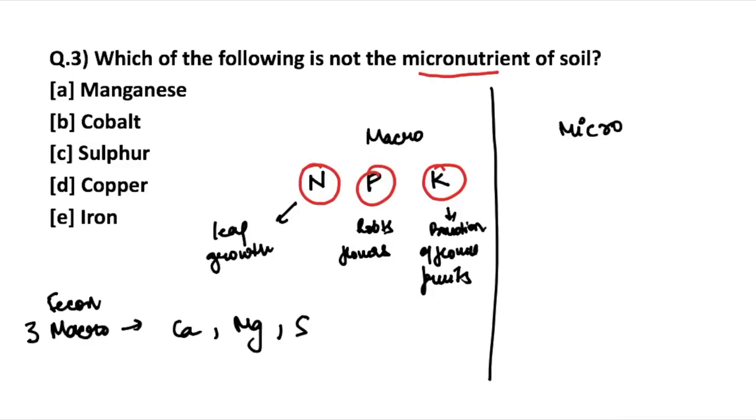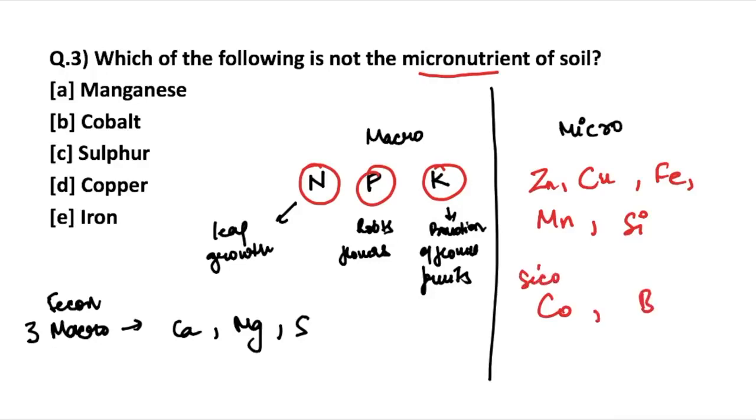So the major micronutrients are zinc, copper, iron, manganese. Don't get confused with the magnesium. Magnesium is the secondary macronutrient and manganese is the primary micronutrient. Silicon is the micronutrient. If we talk about the secondary micronutrients, so cobalt, boron, these are the secondary micronutrients.